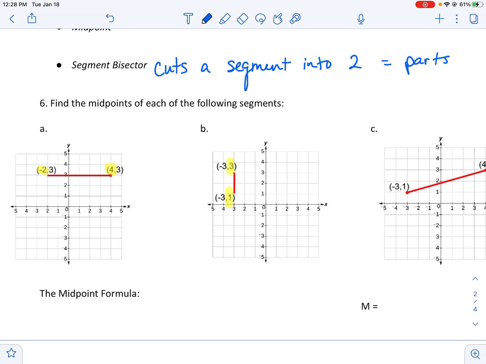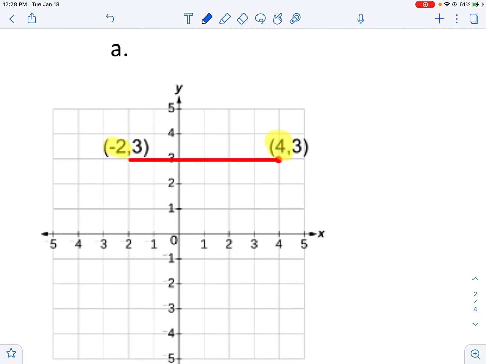I can find the midpoint of a horizontal line. My first coordinate is going to be -2, 3. Then I go to 4, 3. So this is 1, 2, 3, 4, 5, 6 units long. So if it's 6 units long, right in the middle would be 3 units along that line, or line segment. So this coordinate would be 1, 3.